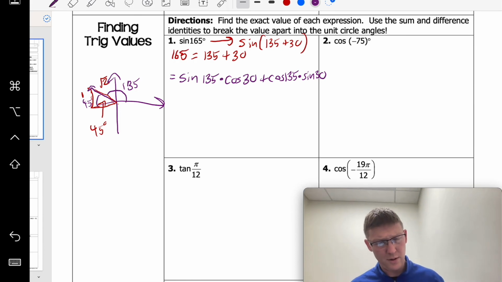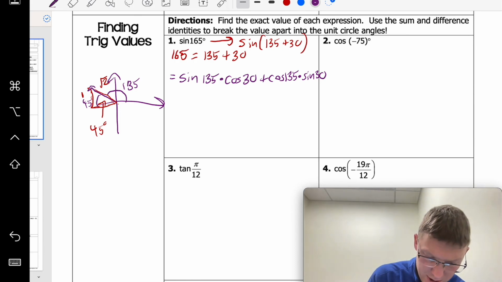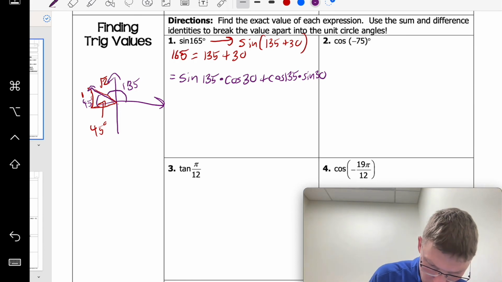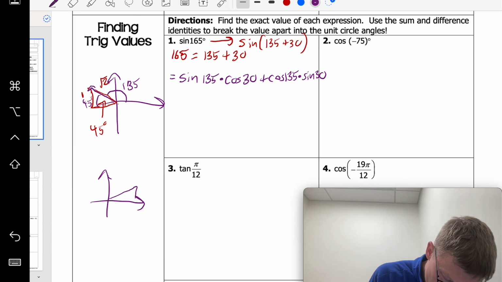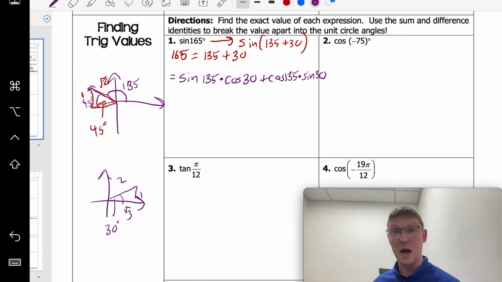So we're doing 135, which I kind of have a picture up there, and we're doing 30. So I'm just going to make my little triangle here. We're going to call this 30 degrees. So that's 1, 2, square root of 3. So these are the pictures that I'm going to use to solve these.